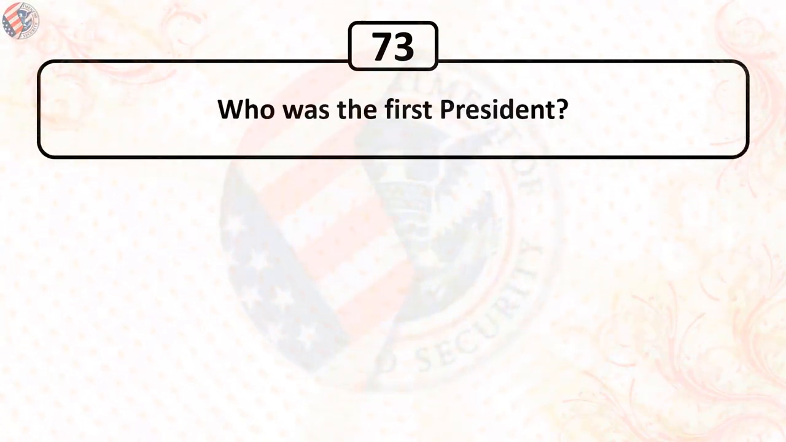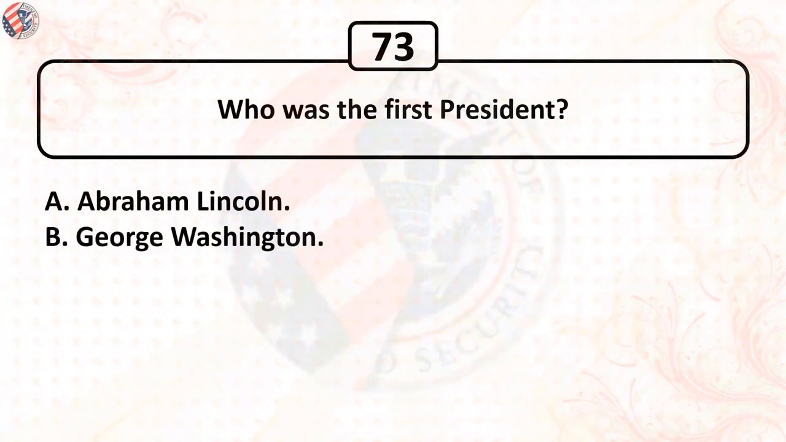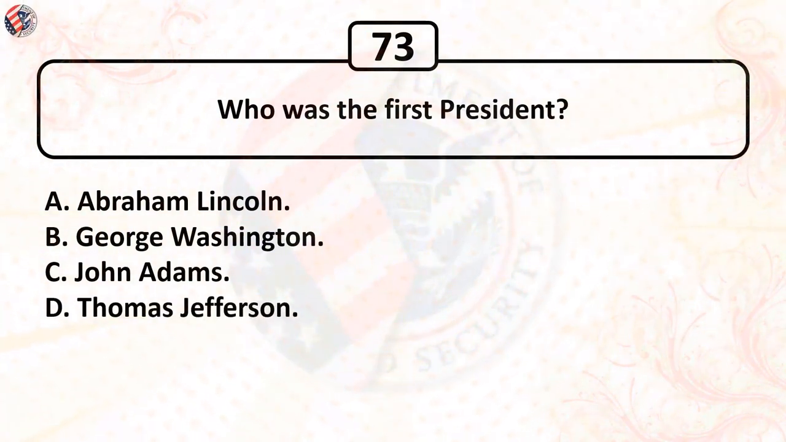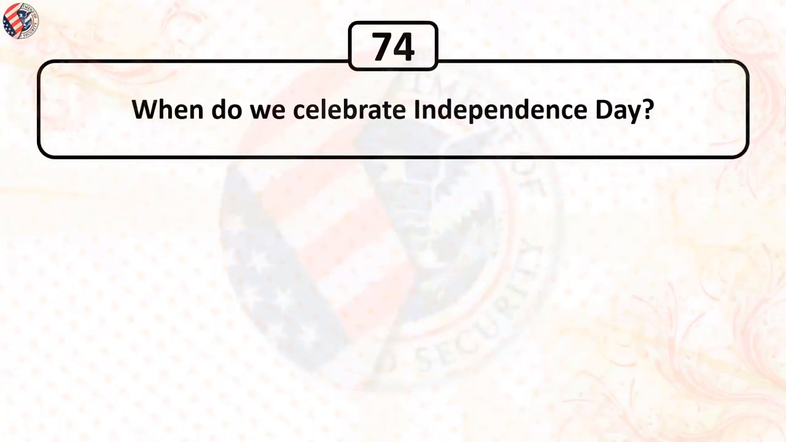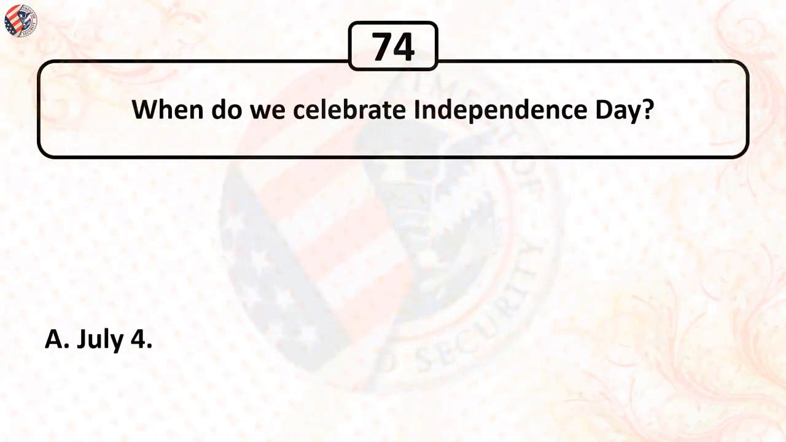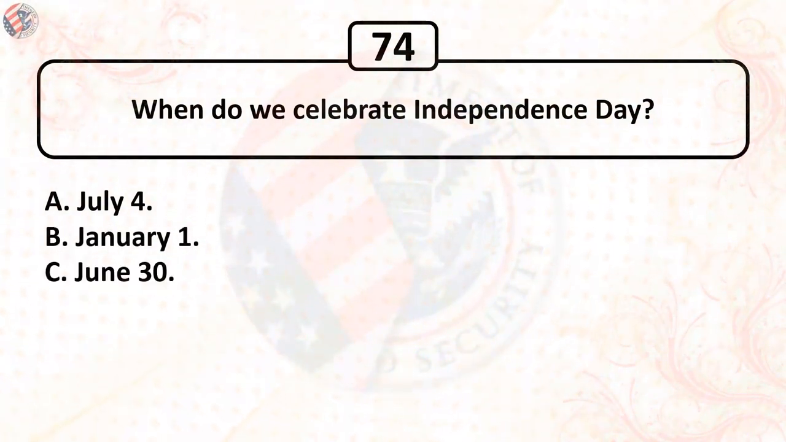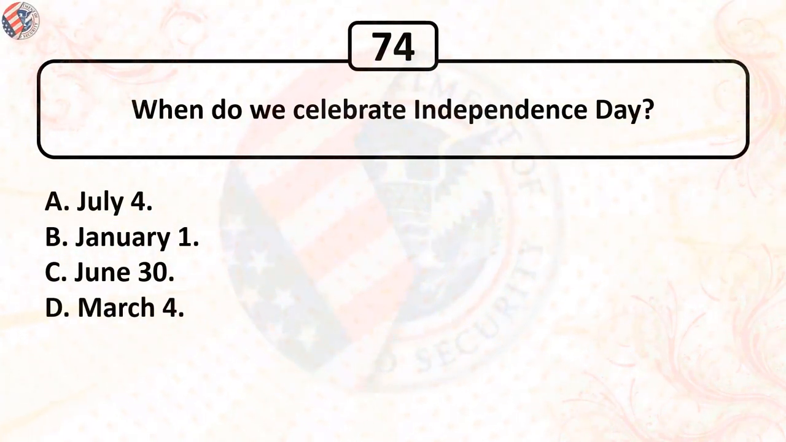Who was the first president? A. Abraham Lincoln. B. George Washington. C. John Adams. D. Thomas Jefferson. When do we celebrate Independence Day? A. July 4th. B. January 1st. C. June 30th. D. March 4th.